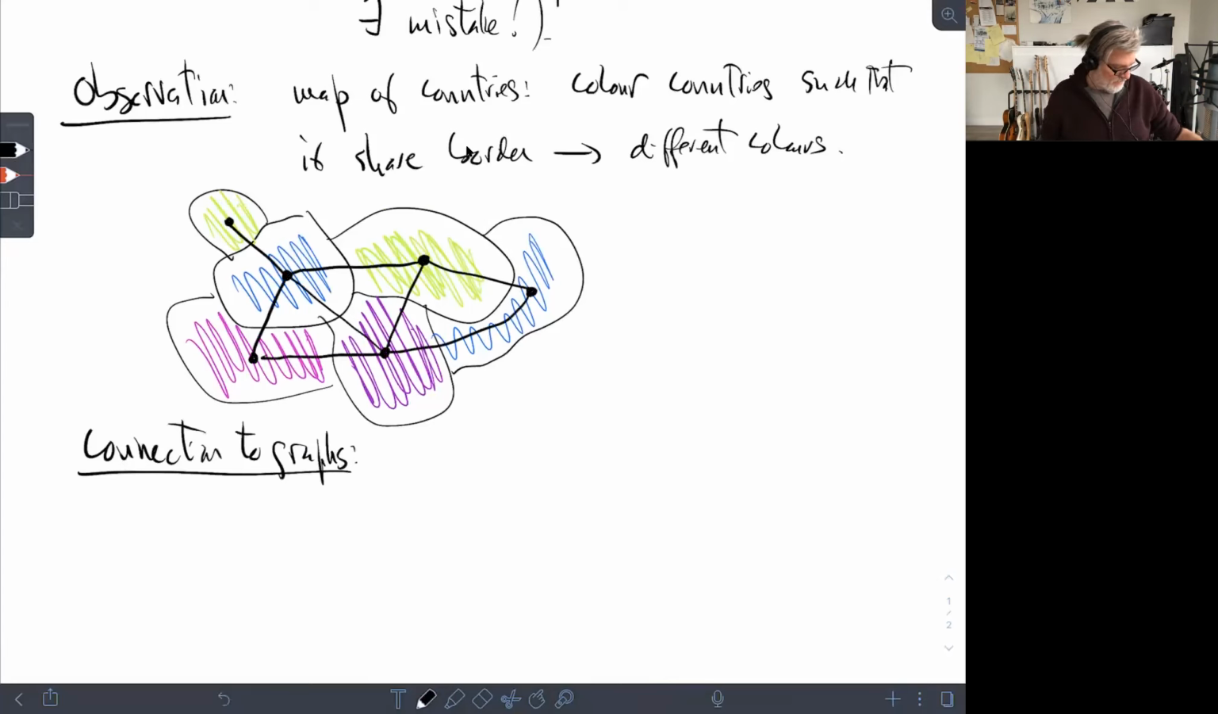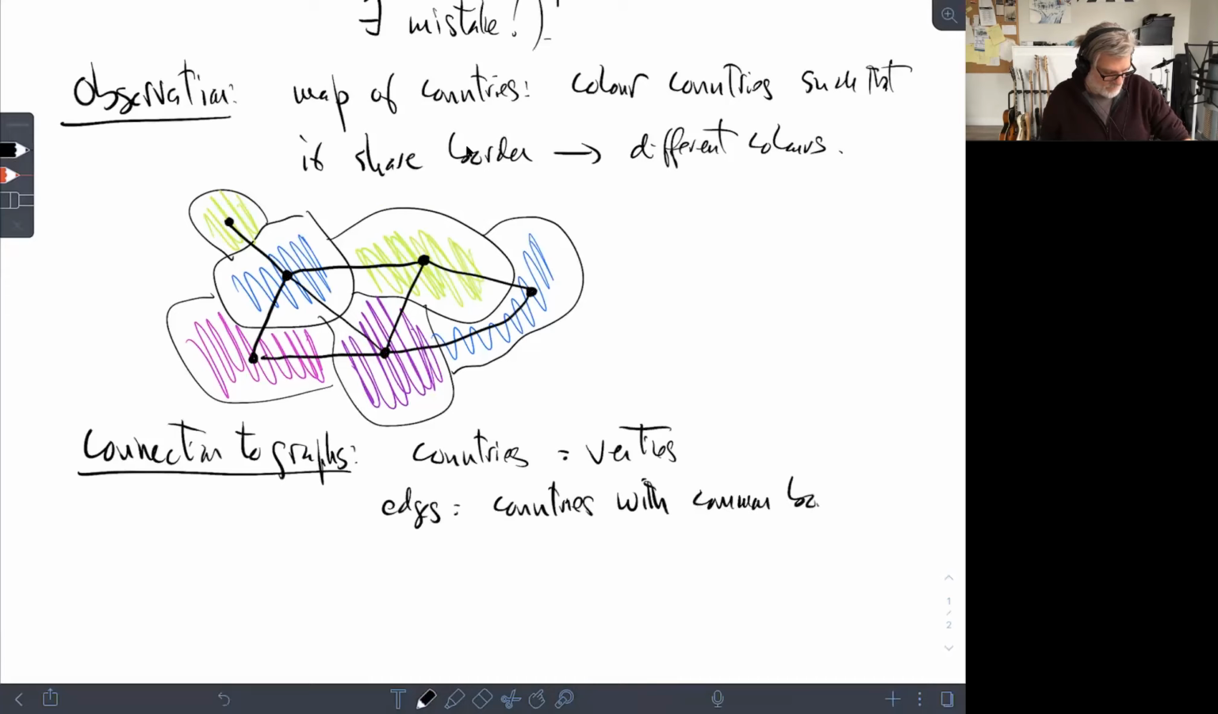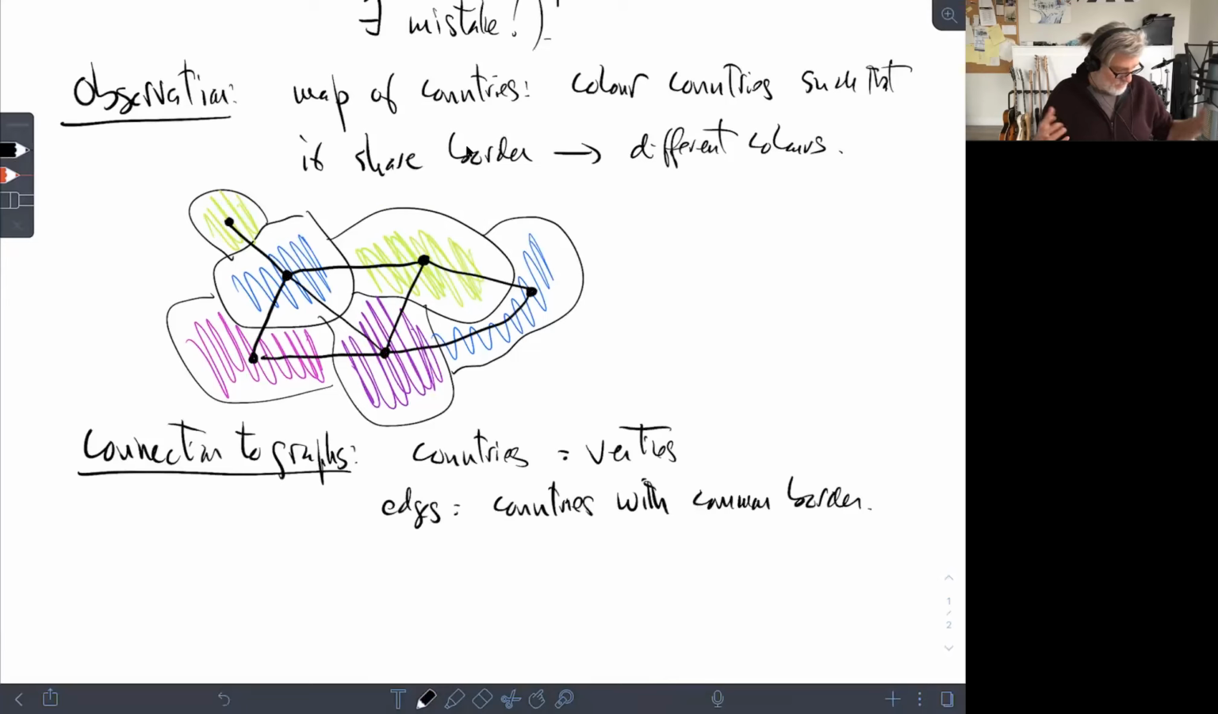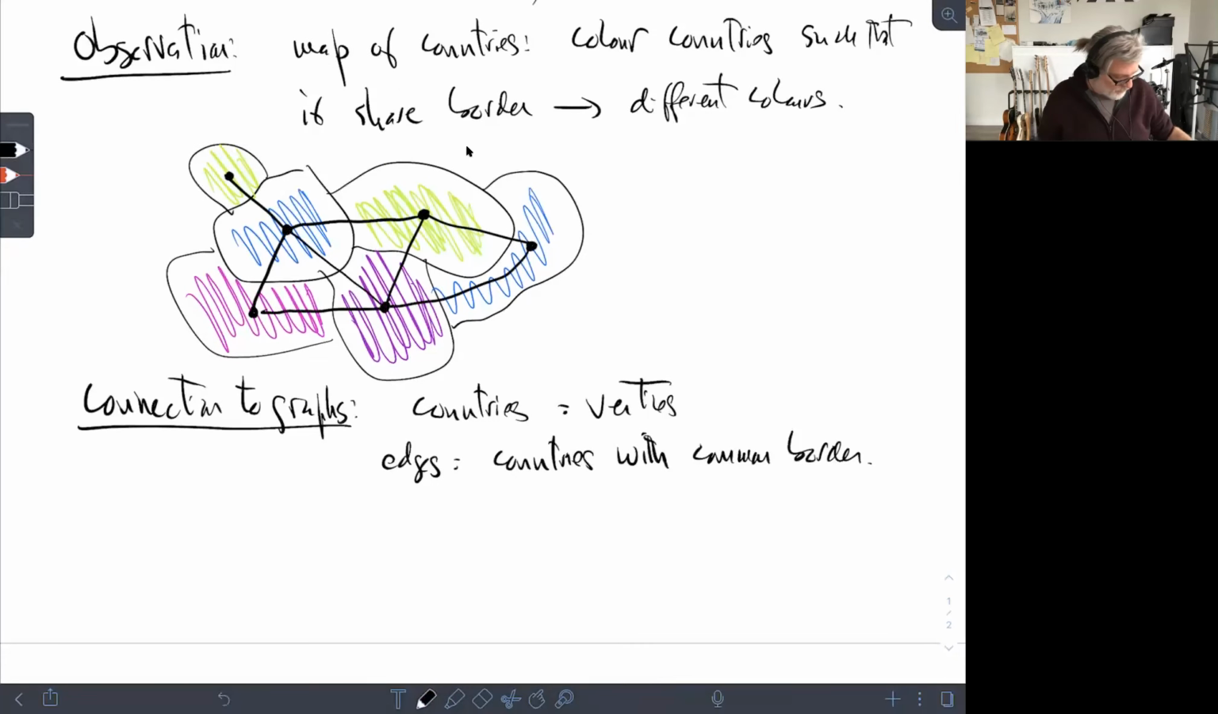I think yes. Okay, so countries are the vertices, and edges will be countries with common border. Does that make sense? Yeah. Okay. So you see now that hopefully it is clear because we're being very informal.